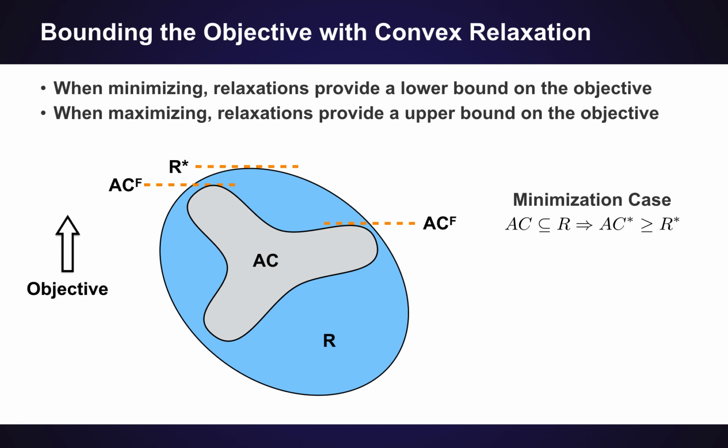You can formalize this for a minimization case by just observing that if you have the AC set, which is strictly smaller than the relaxation set, then the optimal solution of the AC has to have a higher objective value than the optimal solution of the relaxation.